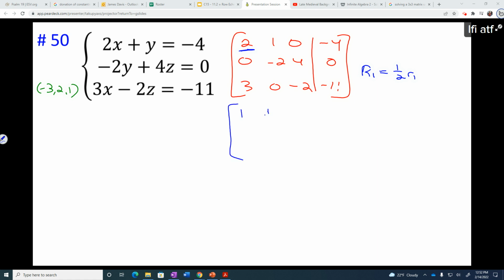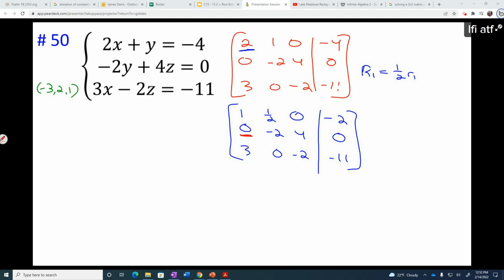This becomes 1, 1/2, 0, negative 2. And then everything else stays the same. 3, 0, negative 2. So that's our first step. After we got this one, then we're going to drop down to the next row. We would look at this one, it needs to be a 0. It's already a 0, so we can move on to the next one.